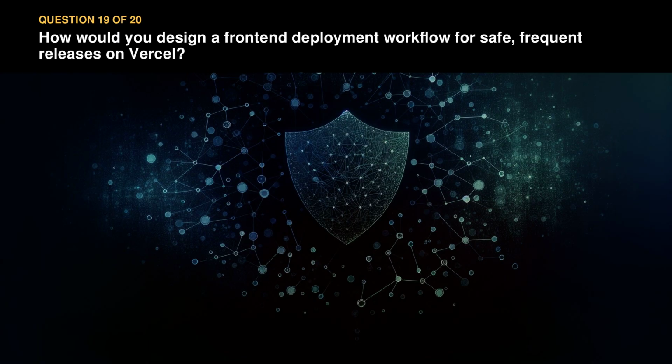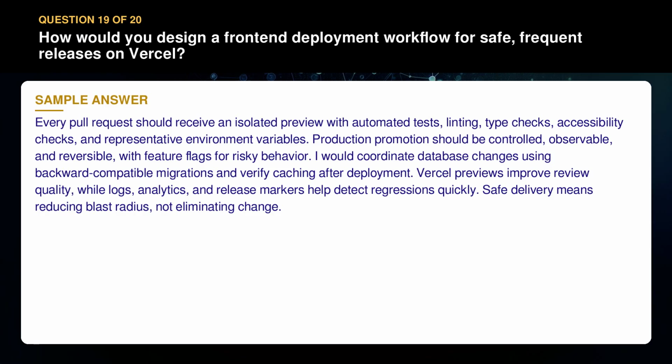Question 19. How would you design a front-end deployment workflow for safe, frequent releases on Vercel? Every pull request should receive an isolated preview with automated tests, linting, type checks, accessibility checks, and representative environment variables. Production promotion should be controlled, observable, and reversible, with feature flags for risky behavior. I would coordinate database changes using backward-compatible migrations and verify caching after deployment. Vercel previews improve review quality, while logs, analytics, and release markers help detect regressions quickly. Safe delivery means reducing blast radius, not eliminating change.